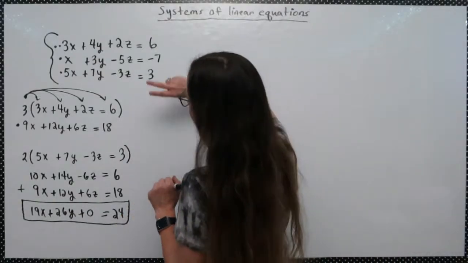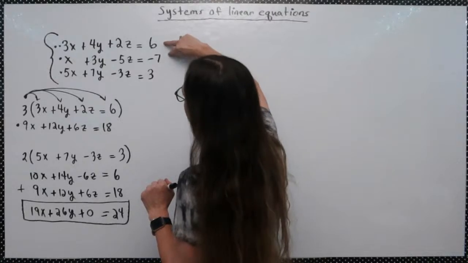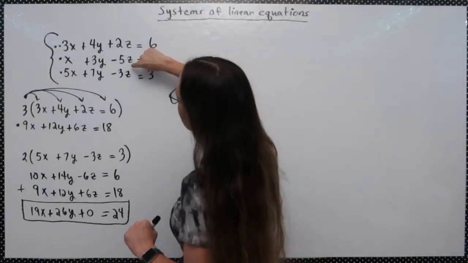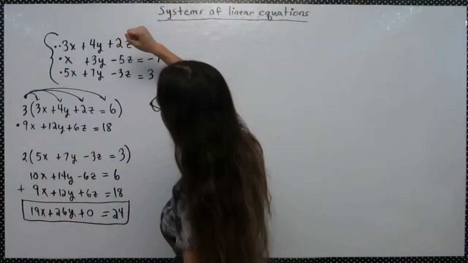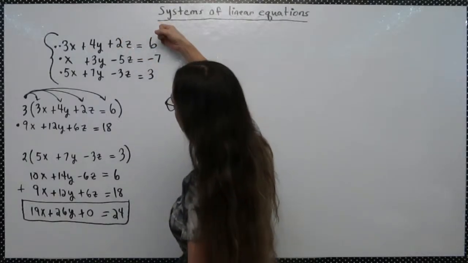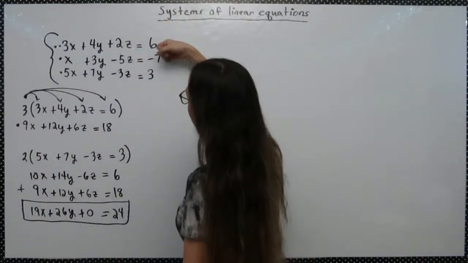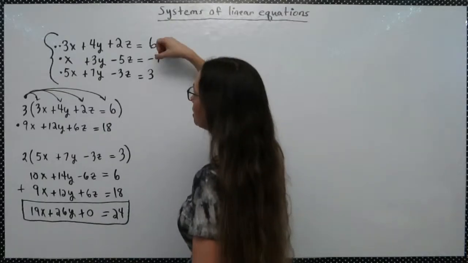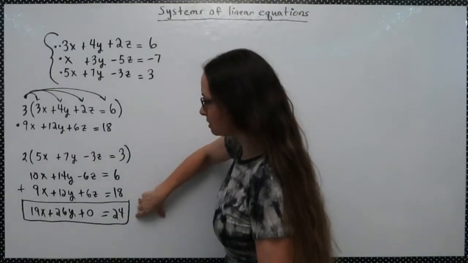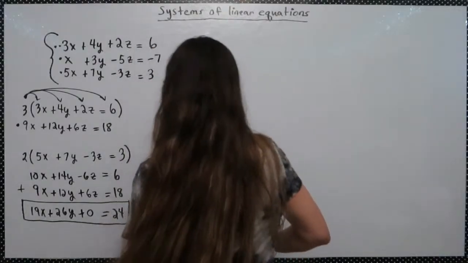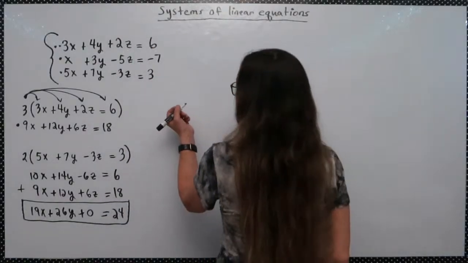So we have these 2 now. And so I notice that I have a negative here and a positive. 5 times 2 is 10. So if I multiply the top equation by 5 and the second equation by 2, I'll be able to eliminate z again. And then I'll have 2 equations with the same variable, and that's kind of what I was trying to do. So we'll just do that.